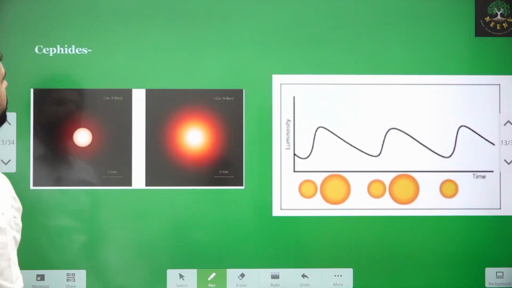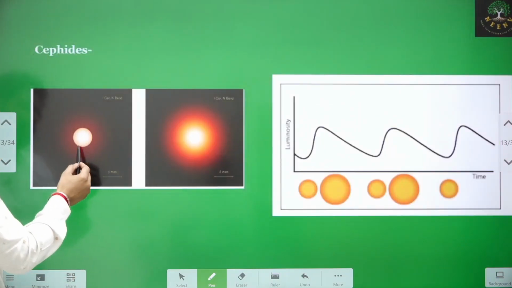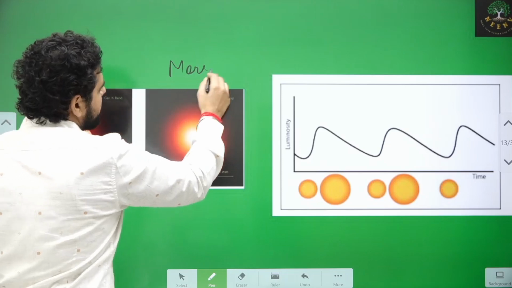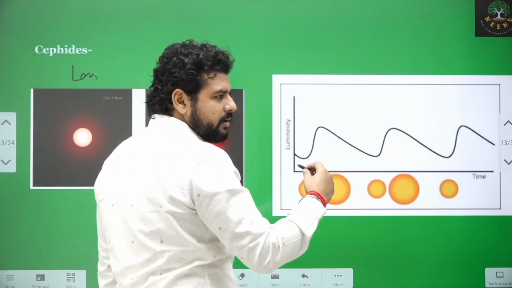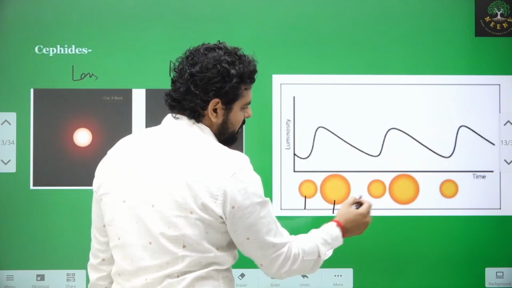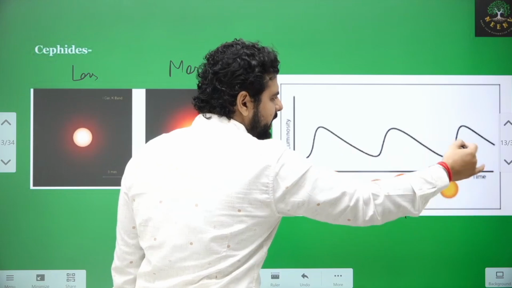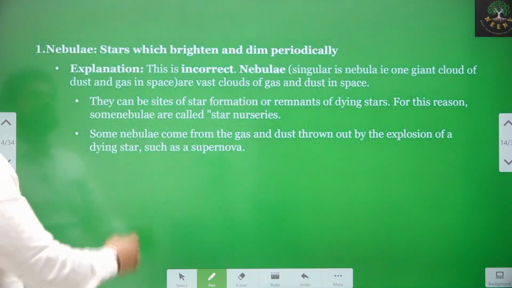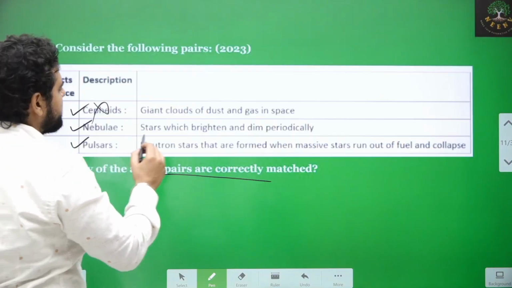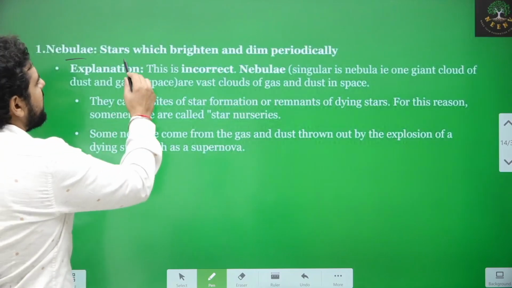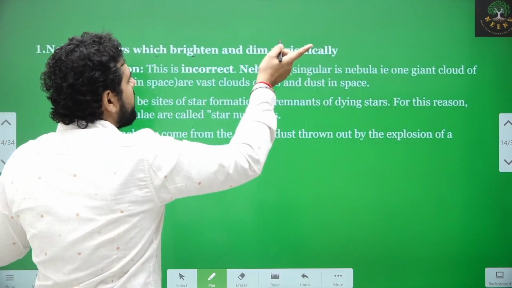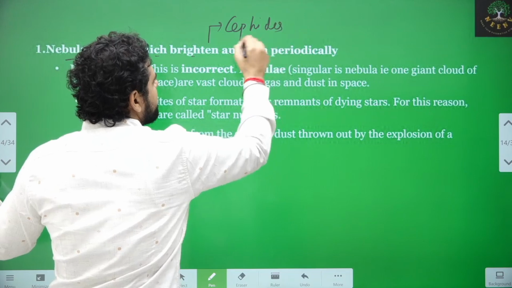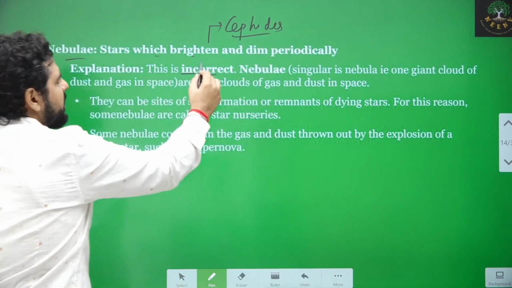Now we come to the next one. Before that, Cepheids look like this: less brightness, more brightness. So they will go with light oscillation: less, more, less, more, less, more, and so on, right? This is how a Cepheid star works. Next is nebula. Its statement is: stars which brighten and dim periodically. We have just seen that these are Cepheids. So this is incorrect, of course.